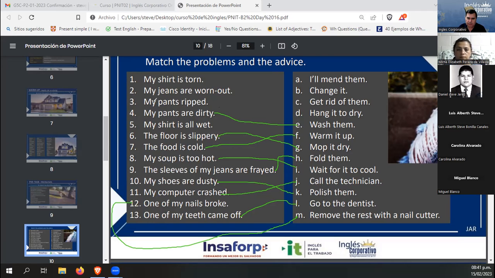Number three. Ah, no, la five. Mm-hmm. La five. My shirt is wet. Wet. Wet. ¿Qué era eso? Wet. Mojada. Mojada, ah. Yeah. So wet. Mi camisa está mojada. Está toda mojada.